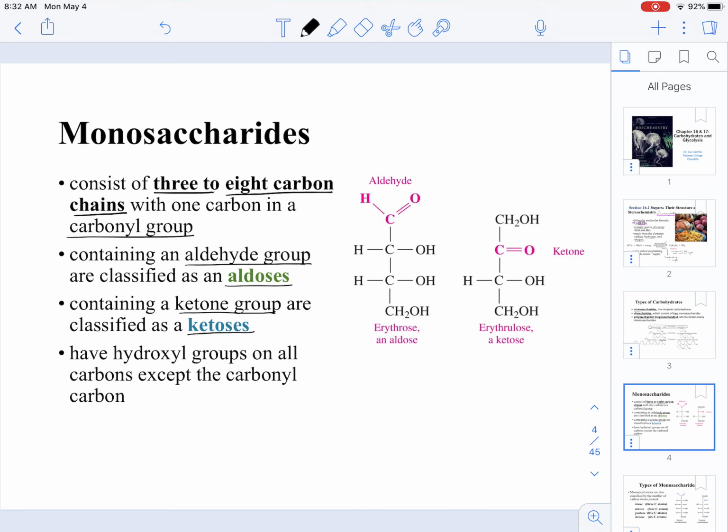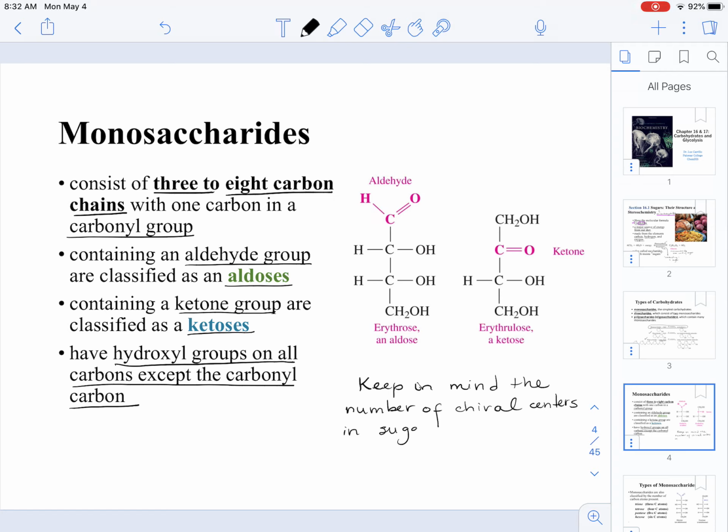Now, one of the other things that we need to take into account is that when it comes to monosaccharides, we also have hydroxyl groups on all of the carbons except for the carbonyl group. One of the things, and we are going to be exploring this a little bit more later, is to keep in mind the number of chiral centers in sugars. In this case, we're focusing on monosaccharides.